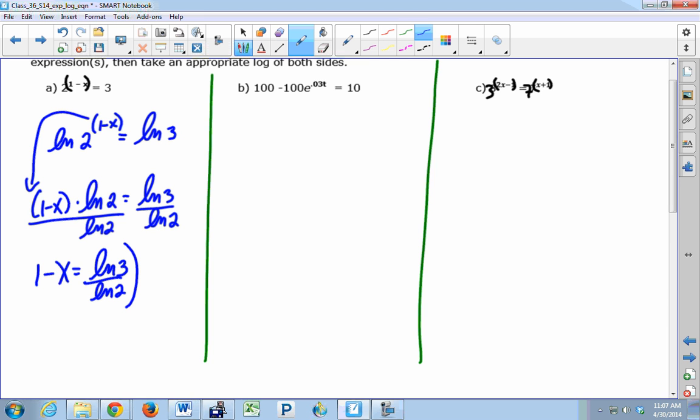Now remember, this is just one ugly constant. That's all it is. It's just a constant. Okay. So how would I solve this equation for x? I'm going to add x to both sides.